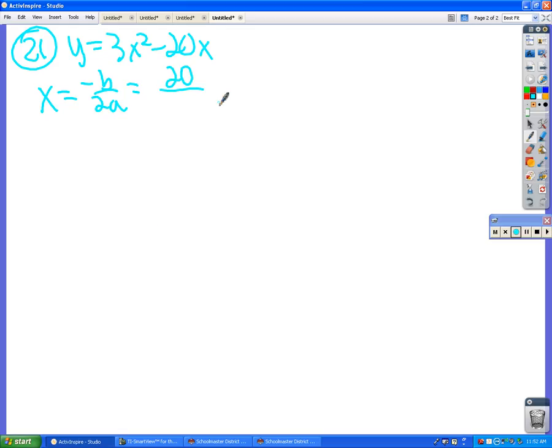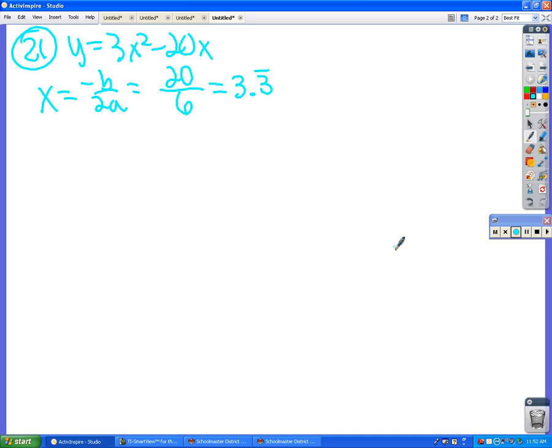All right. What's a? 3. So 2a is 6. And so this comes out to be an icky one, because when I go 20 divided by 6, I get 3.3 repeating. Okay? Yeah, that is disgusting.